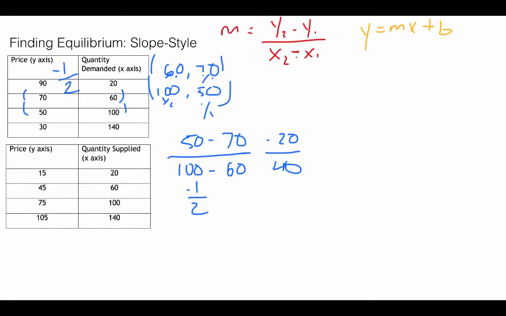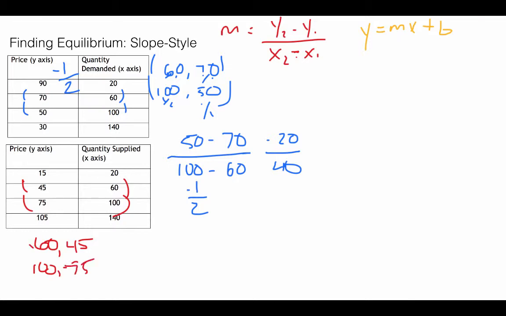Once I have that, I can do the same thing for my supply side. Again 1, 2, 1, 2, and I'll use those middle points again. It doesn't matter what points you use, the slope of this line is going to stay the same. I'm going to go 60, 45, and 100, 75. I'm writing already. So I plug that in.